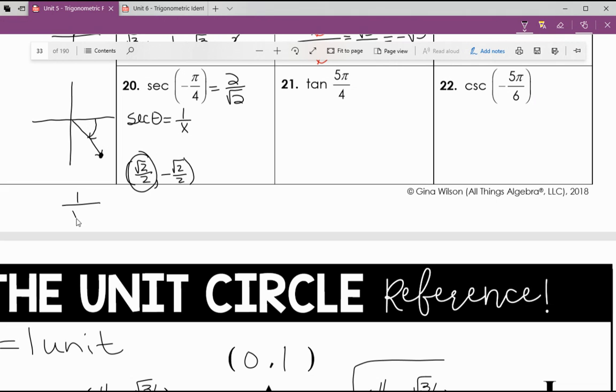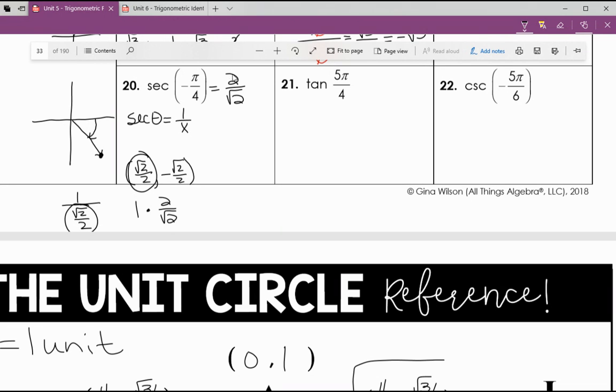If you take 1 and divide it by square root 2 over 2, don't you take 1 and multiply it by that flipped upside down? So what's 1 times that flipped upside down? It's just the number flipped upside down. So as long as you have the 1 on the top, all you got to do is find the y or the x value and just flip it upside down.